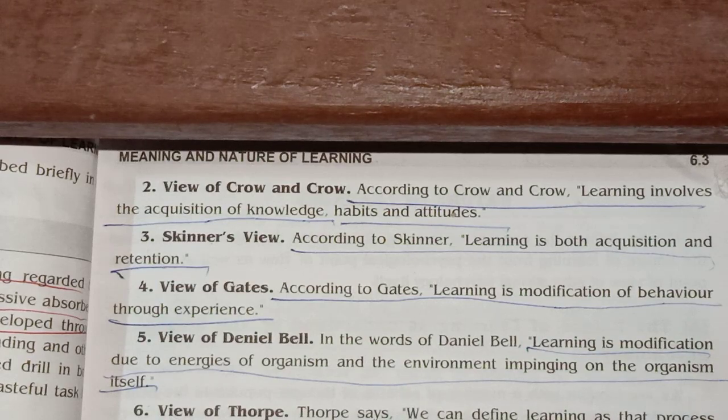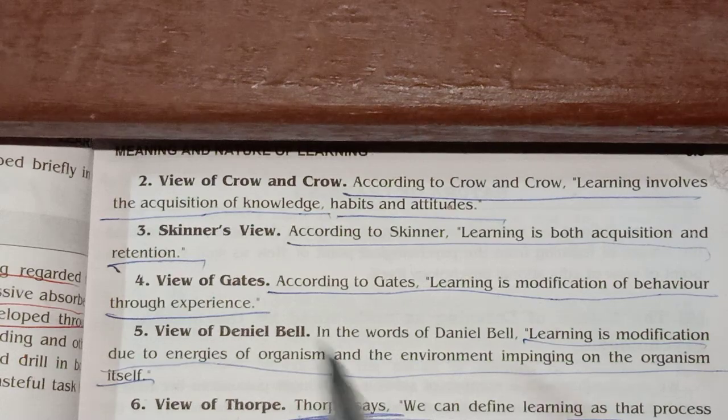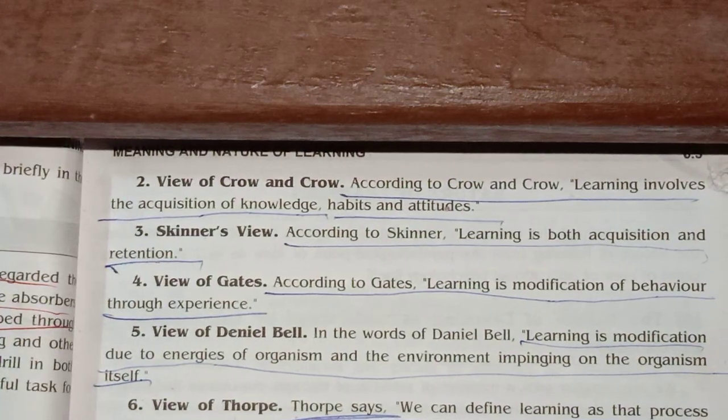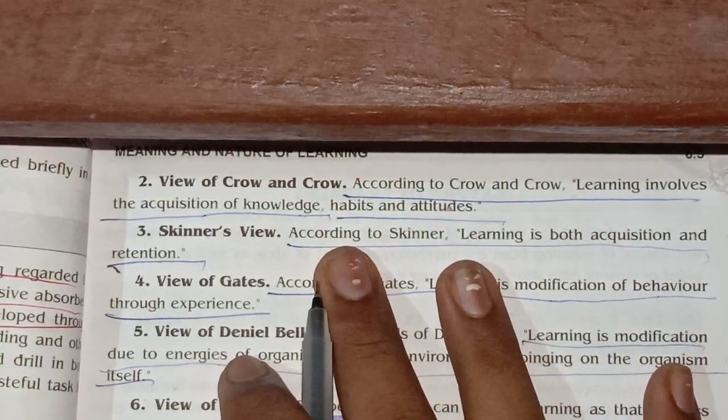So in the view of Crow and Crow, learning involves the acquisition of knowledge, habits, and attitudes. How you make yourself, what kind of habits you set within you, all these things are called learning. If you make a set using all three things, you will get the whole learning process within you. Simply explained. So I think you have understood the view of Crow and Crow.